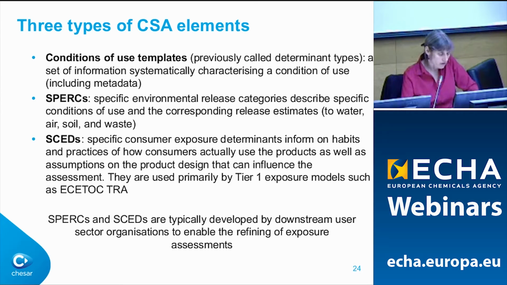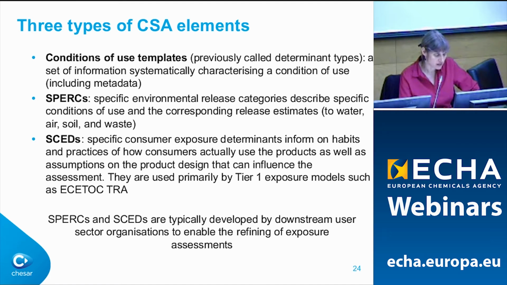So there are 3 types of chemical safety elements in the library. The one is condition of use templates, which were previously called determinant types in Chesar 2. They are a set of information which are systematically characterizing a condition of use. So it includes metadata, which helps for the functioning of the tool. SPERCs are specific environmental release categories. They describe specific conditions of use and the corresponding release estimates to water, to air, to soil, and waste.